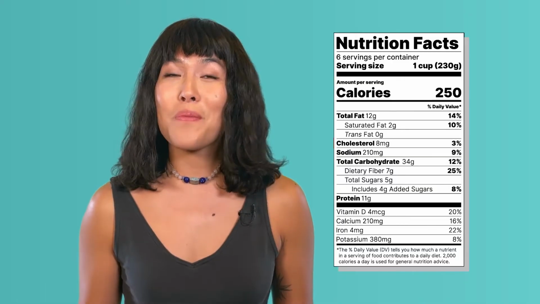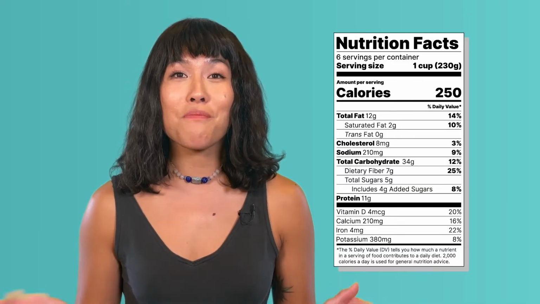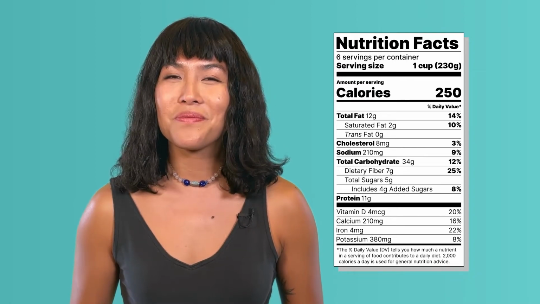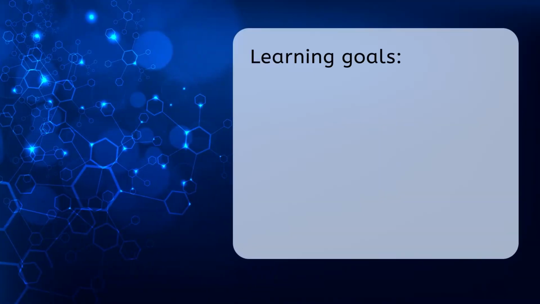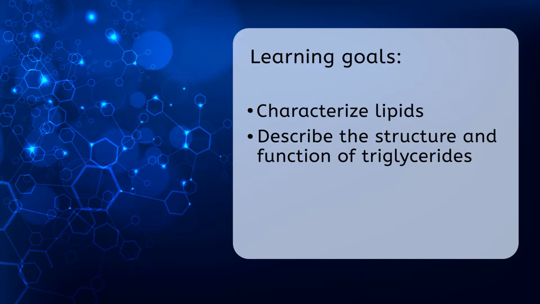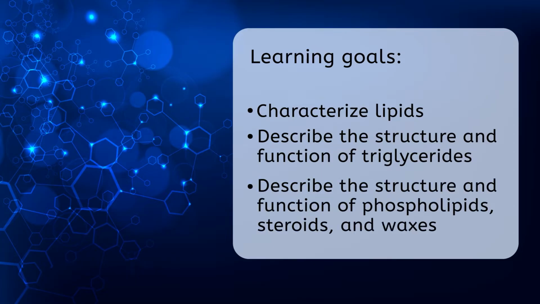We need to learn about another category of macromolecules called lipids to find out. By the end of this lesson, you'll be able to characterize lipids, describe the structure and function of triglycerides, and describe the structure and function of phospholipids, steroids, and waxes.